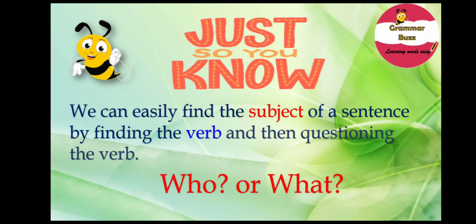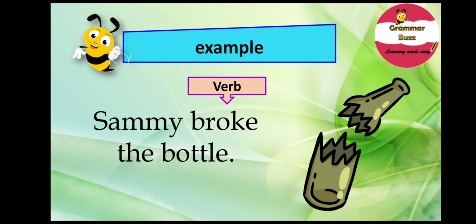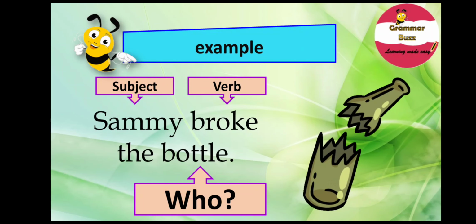Well, now let us understand this with the help of an example. Take the example, Sammy broke the bottle. Well, can you spot the verb in this sentence? You are right, it is broke. Now, in order to find the subject of the sentence, we just need to ask the question to the verb who or what. Well, in this case, it will be who. We cannot say what broke the bottle. So, who broke the bottle? And voila! What is the answer that we get? It is Sammy. Sammy broke the bottle. So, Sammy is the subject of the sentence. Wasn't that easy? I'm sure it was.